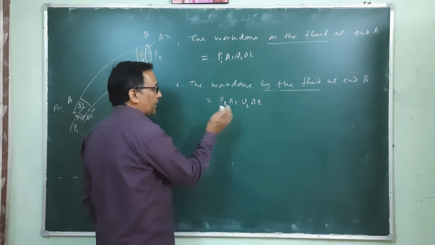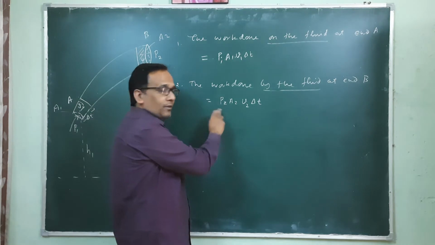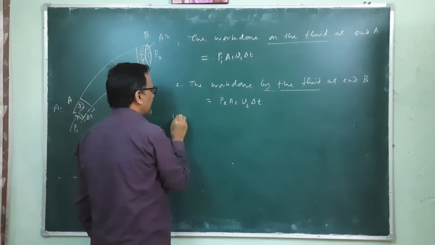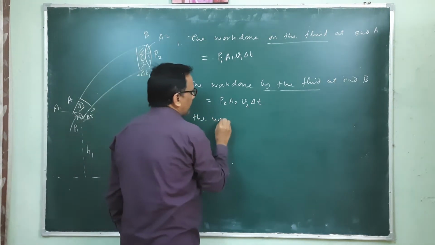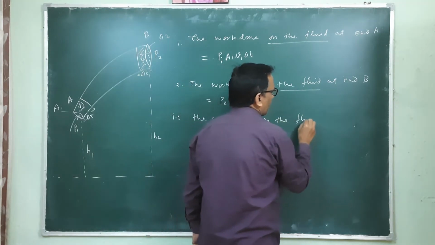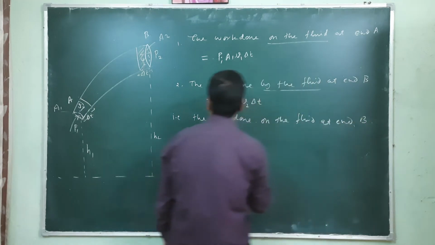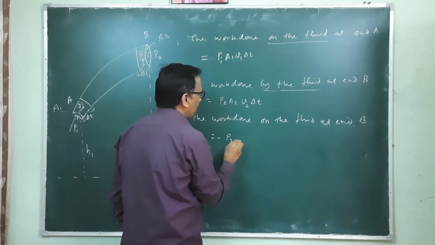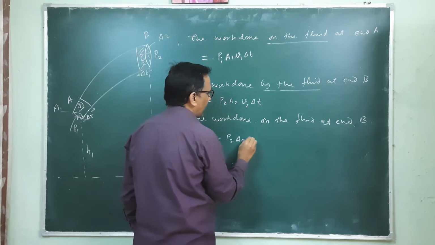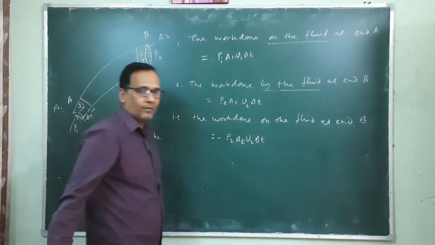Or in other terms, if we want to write this on the fluid, then we will use a minus sign here. So the work done on the fluid at end B will be equal to minus P2 A2 V2 delta T.